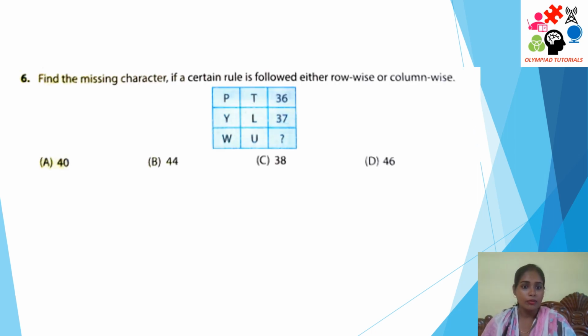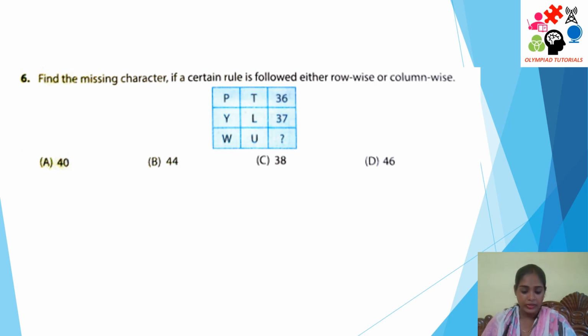Now here, find the missing character if a certain rule is followed either row wise or column wise. In the first column you have P, Y and W, then you have T, L and U, and in the third column you have 36, 37 and a blank space. Column wise I don't think there is going to be any relation, but row wise you'll definitely find one.